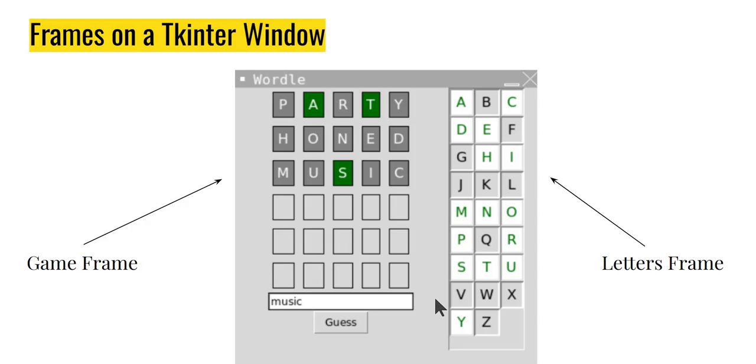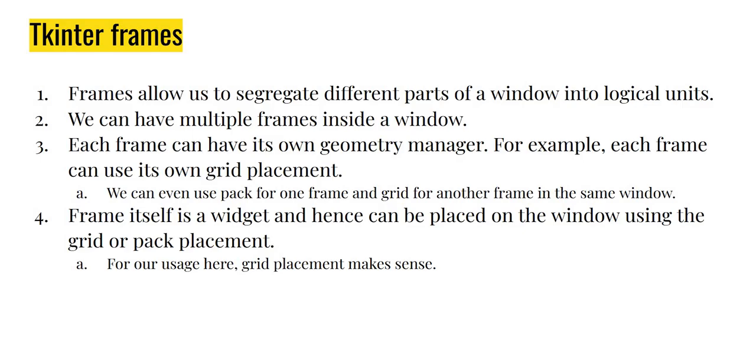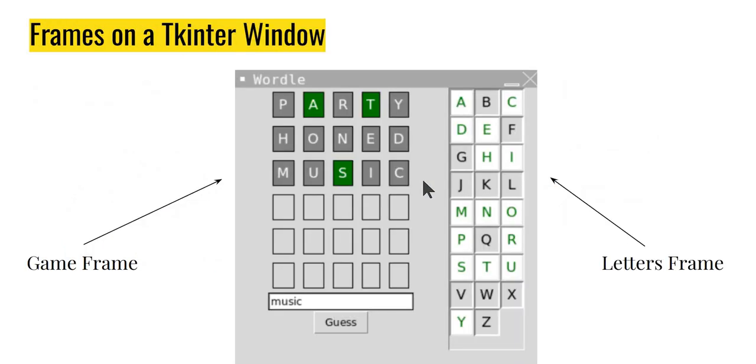Now, a few things to understand about frames. Like I said, they allow us to segregate into logical units. We can have multiple frames inside a window. The good thing is that each frame can have its own geometry manager. In fact, frames is one way where you can use pack and grid together. Like I said, we can use pack for one frame, grid for another frame. But in this case, we will use grid for this as well as this.